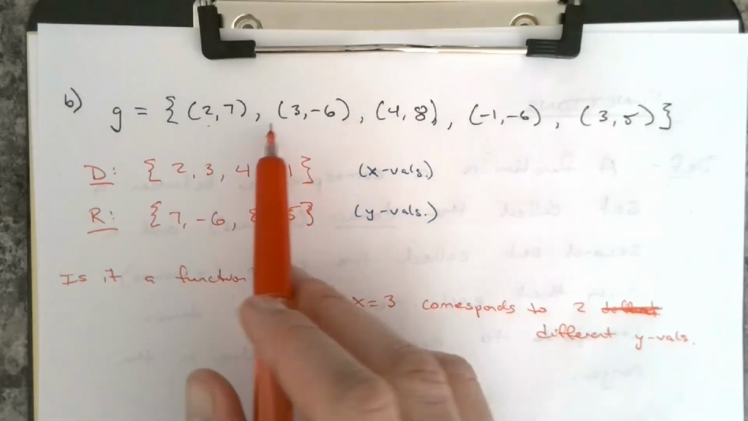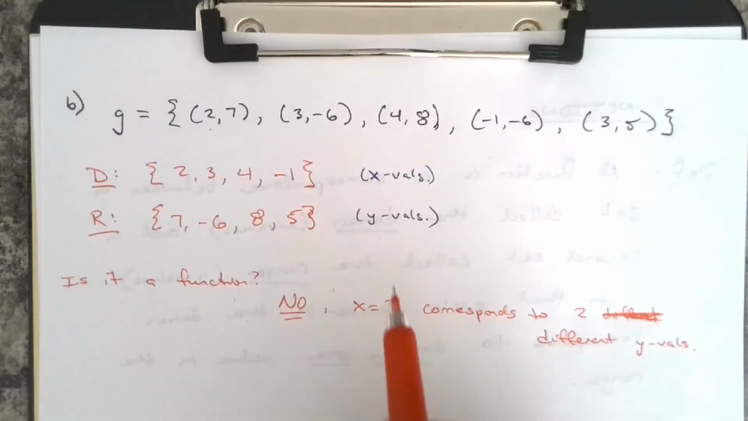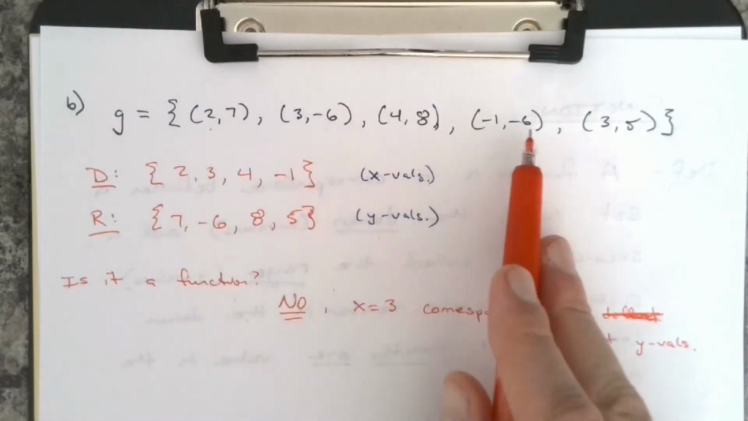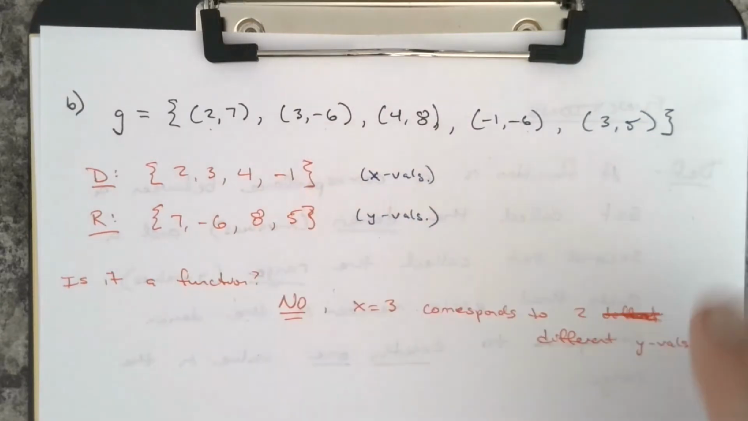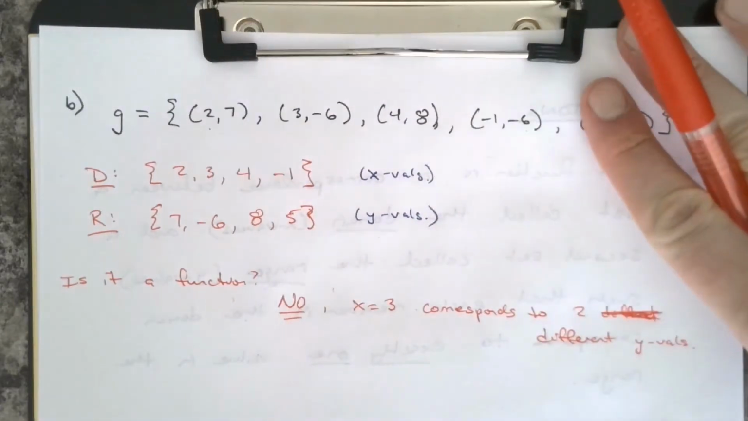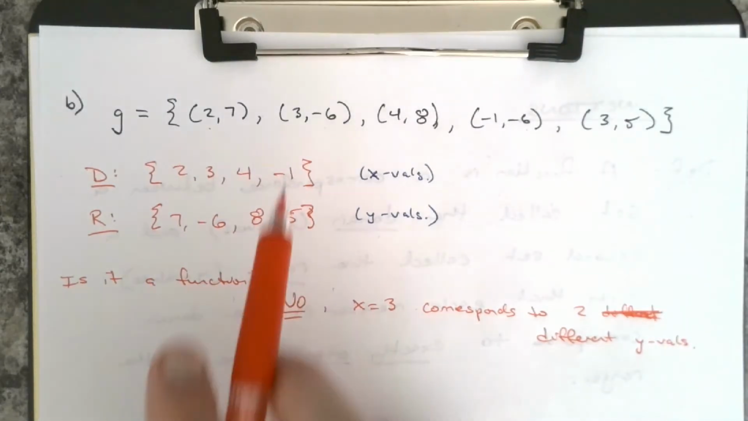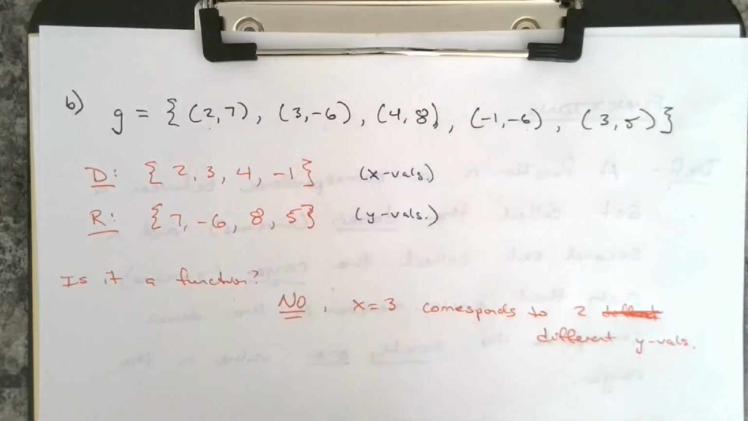So the x values cannot repeat. The y values can, right? It's not because this -6 repeated. 3 went with -6, -1 went with -6. That's not what limited it. If I didn't have this last point here, this would be a function because every x would be corresponding to only one y value. But because 3 corresponds with two different y values, it's not a function.